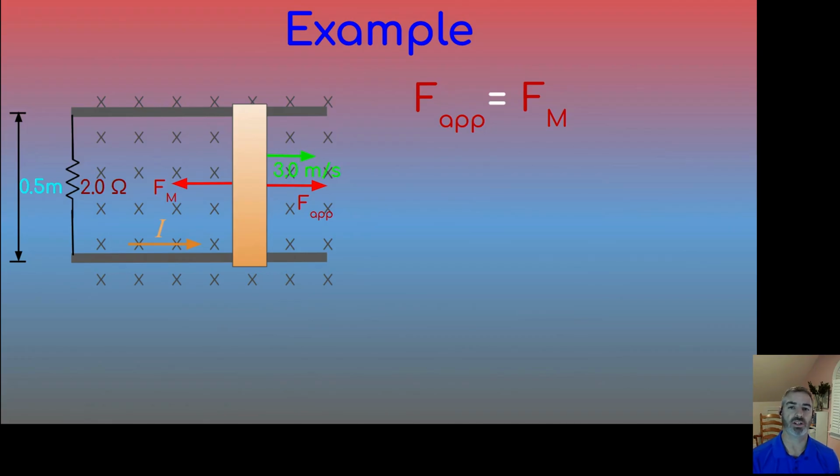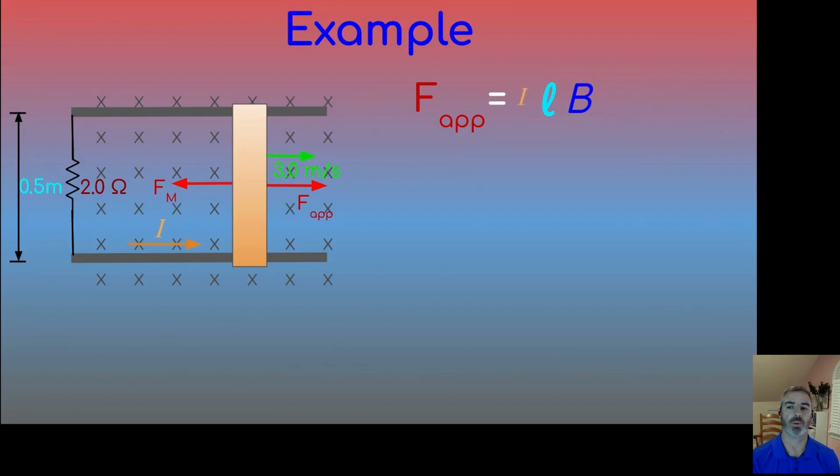Now let's find the magnitude of that applied force. What we know is that the rod is now acting like a current-carrying wire. So the magnetic force is just going to be a force acting on a current-carrying wire, which is ILB sine theta. So the applied force is equal to ILB sine theta. Well, we know that the current and the magnetic field are perpendicular to each other, so theta is going to be 90, so sine of 90 is 1.